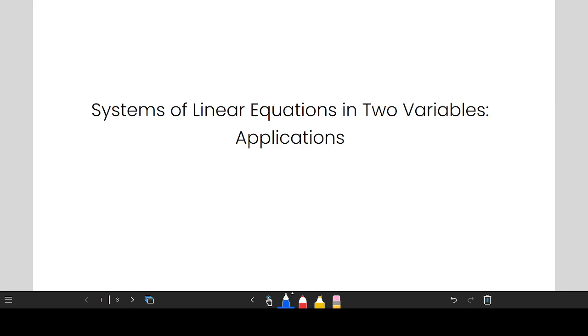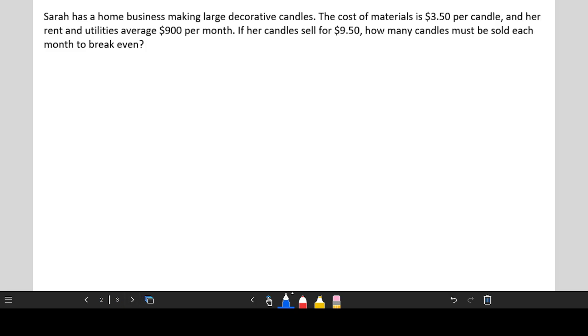In this video, we're going to look at a couple of applications of systems of equations in two variables. So here Sarah has a home business making large decorative candles. The cost of materials is $3.50 per candle, and her rent and utilities average $900 per month. So that's all of her business expenses. And then her candles sell for $9.50 each. So the question is, how many candles must be sold each month for her to break even?